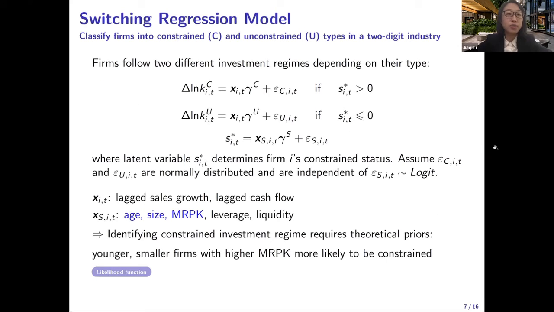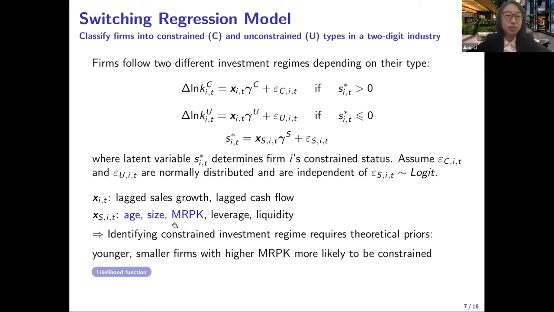Okay, so in this slide, I will talk about how I classify firms into different types using the switching regression model. This switching regression model is based on the theoretical result that firms' net investment will be different for constrained and unconstrained firms. So S star here is the latent variable which determines firms' constraint status. And the vector of variables in X includes the lagged sales growth and lagged cash flow. Although X contains the same variables, gamma will be different because according to the theoretical prediction, constrained firms' investment will be more sensitive to cash flow. So the parameters gamma will be different across different investment regimes.